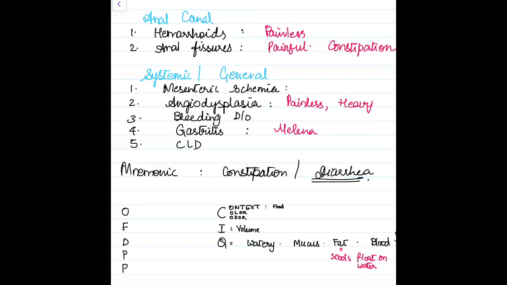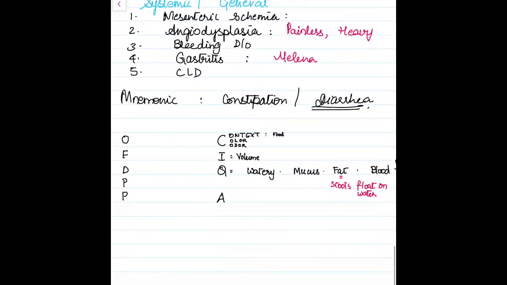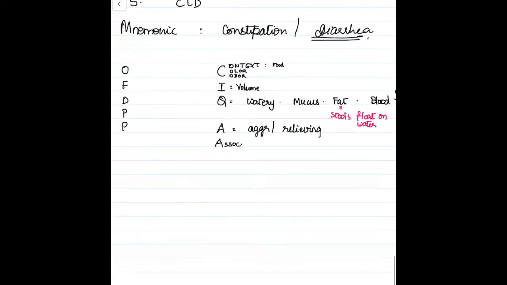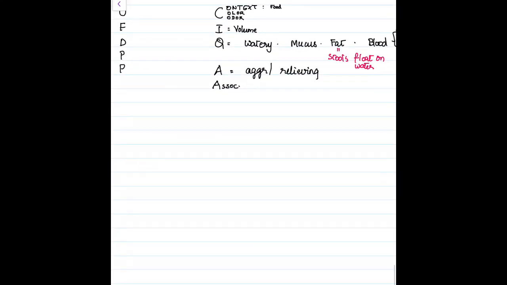But let's talk about associated symptoms. A and A are aggravating or relieving features, and associated symptoms. Let's follow the mnemonic which we've been following for abdominal pain as well, so that it's easy for us to remember. So that is F, I, T, S.